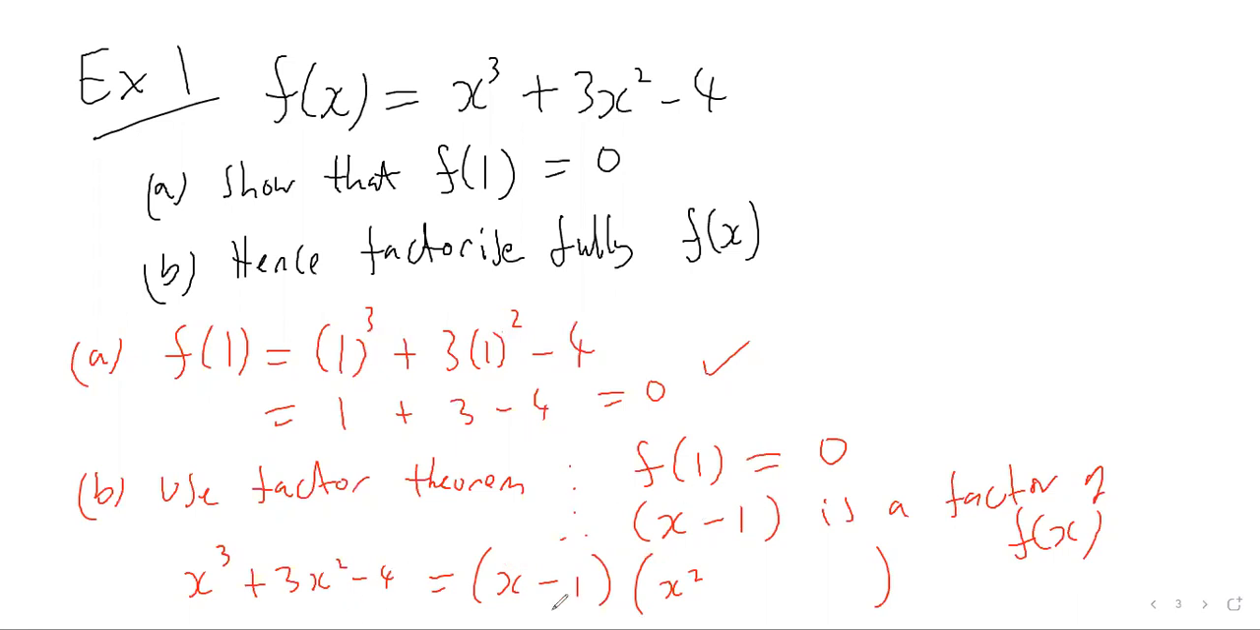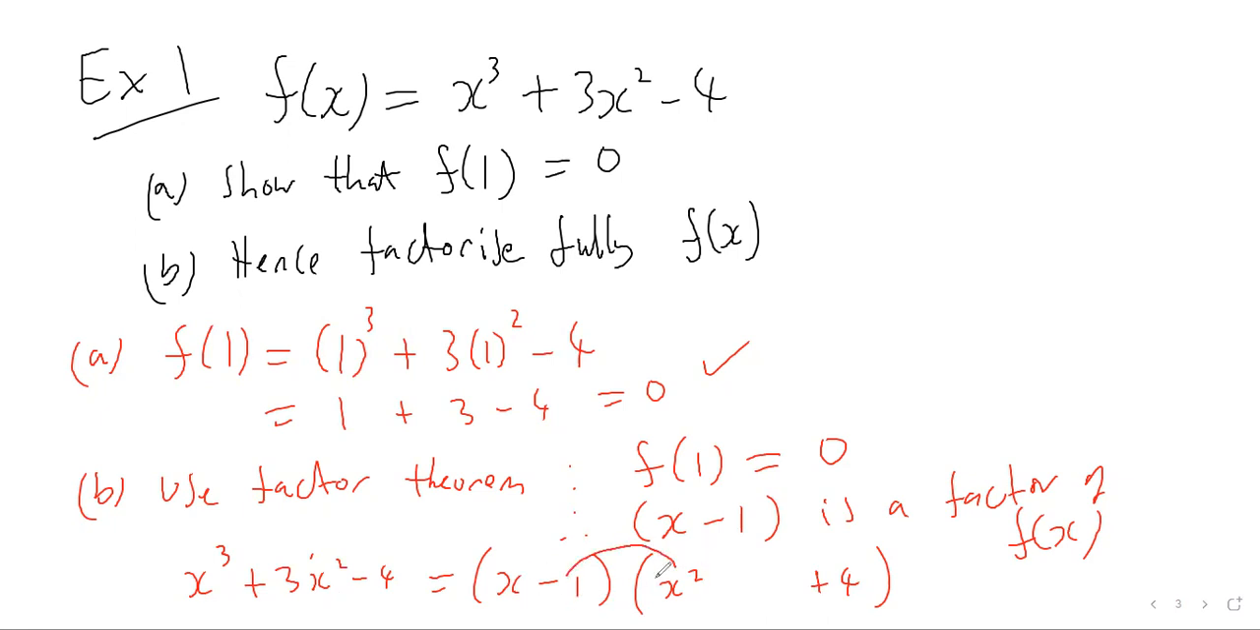Okay, so we've got a minus 1 there and we want to make minus 4. Well, that means at the end we're going to have a plus 4 because plus 4 times minus 1 gives us a minus 4. Okay, so what's going to be in the middle then? There's only one way we can do it because we've only got one term left in the expression. So we want to try and make 3x squared. We can make negative x squared there.